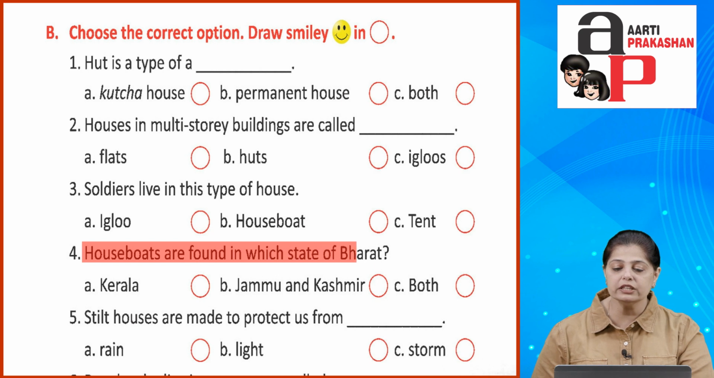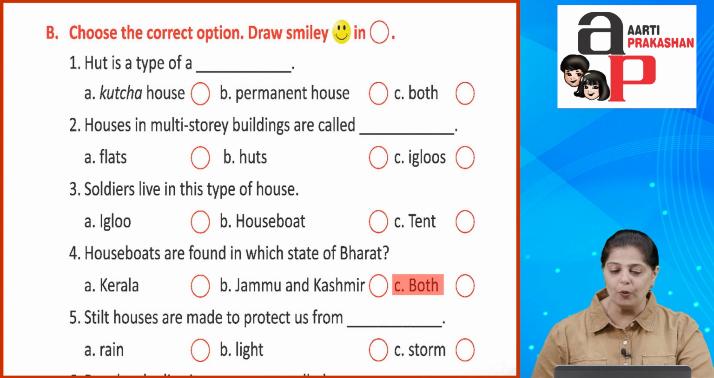Houseboats are found in which state of Bharat? Kerala or Jammu and Kashmir, or both? So children, you find them in both these places. So the right answer is C, both.